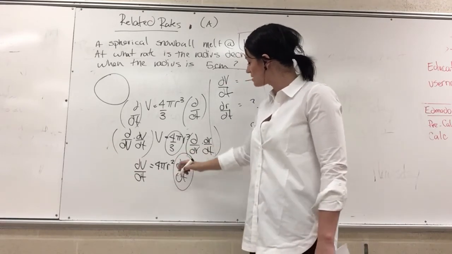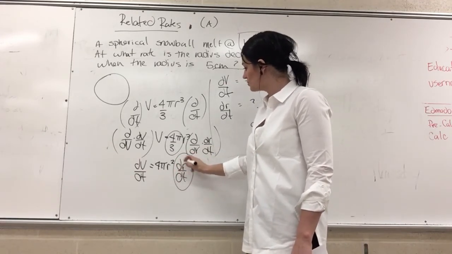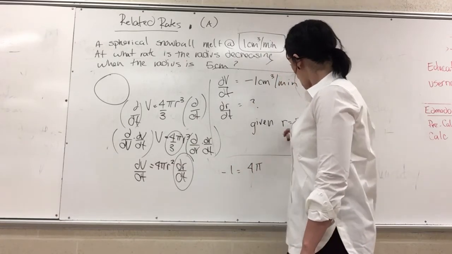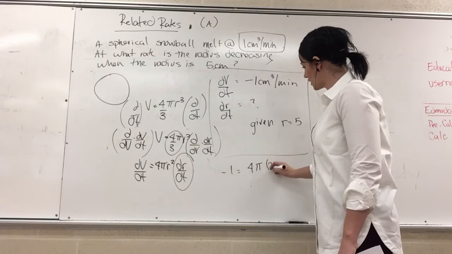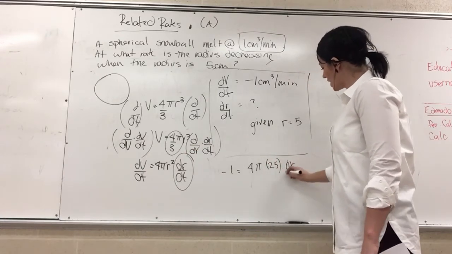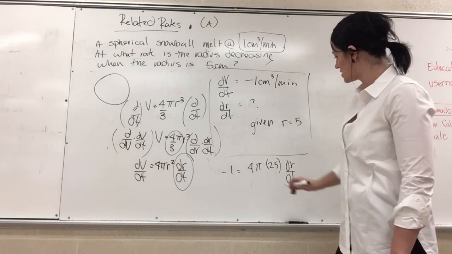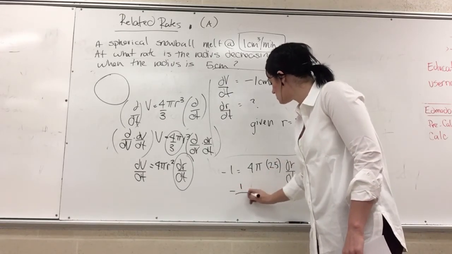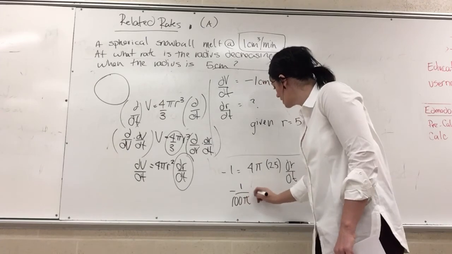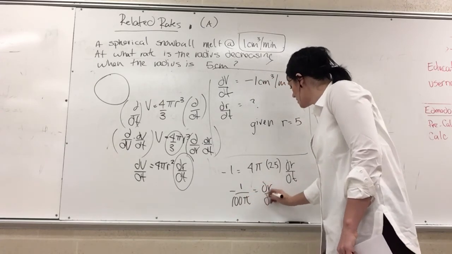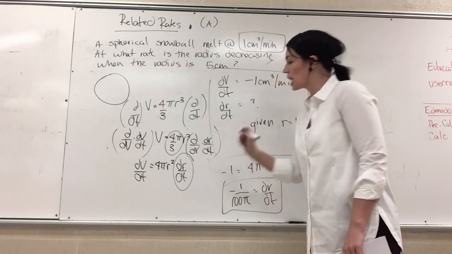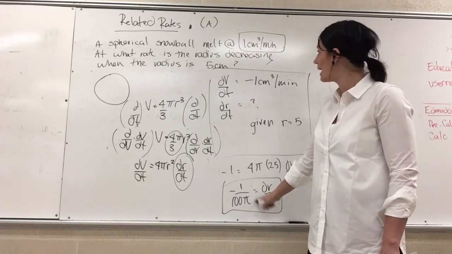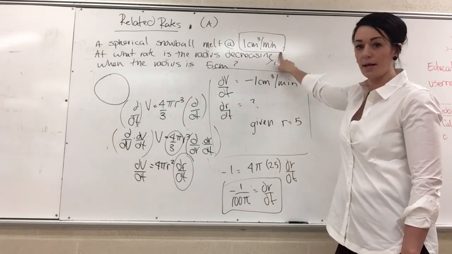So what I like to do next is plug in everything that I do know. So I know dV/dt is negative 1. I know that r is 5, and I have an r squared there. And I'm looking for dr/dt. And now I'm just going to rearrange for dr/dt. So 4 times 25 is 100, and I'm going to divide both sides. So I have minus 1 over 100 pi equals dr/dt. So the rate of change of the radius is negative 1 over 100 pi centimeters per minute.